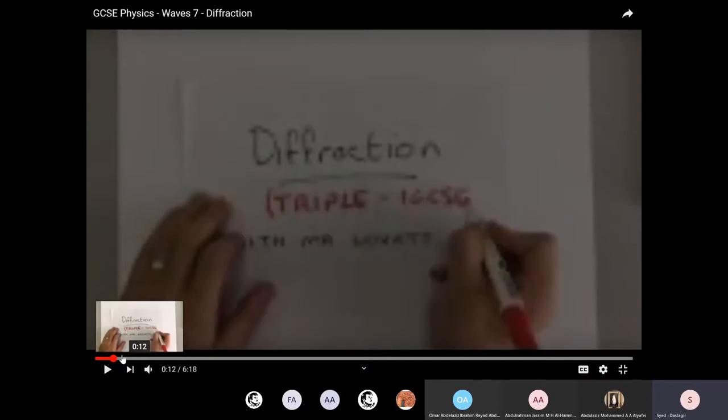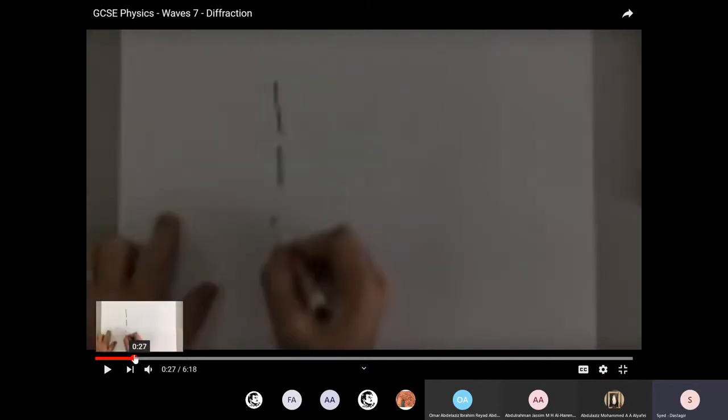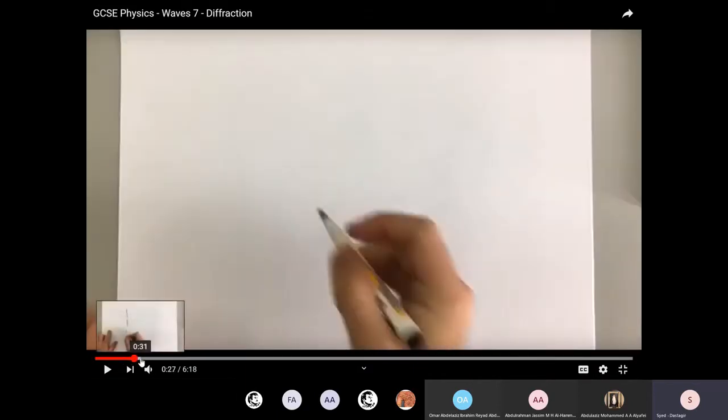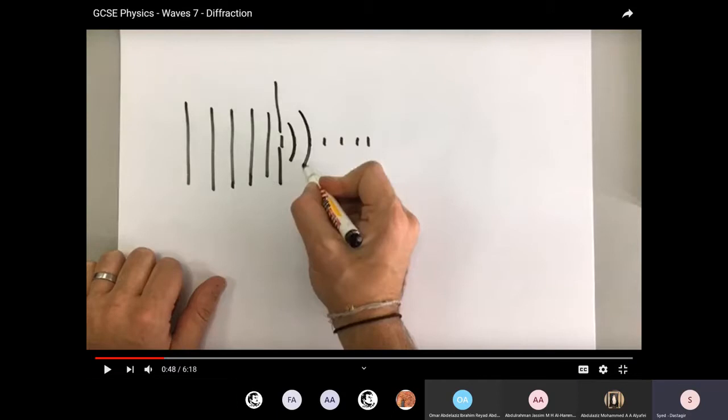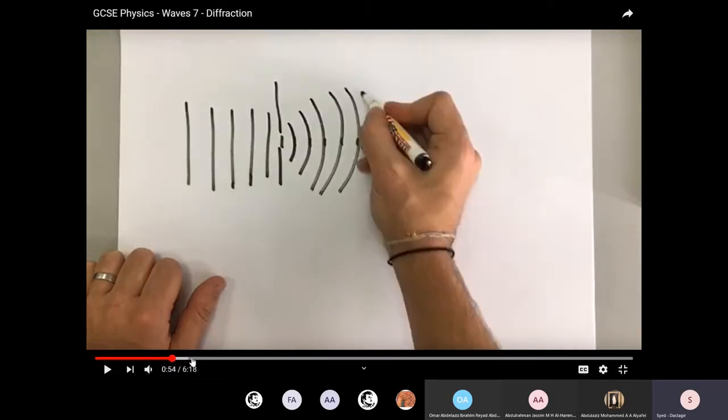So diffraction, guys, all it means is a spreading out of waves. How? Through a gap. As you can see here, imagine water waves, yeah? They spread out like this, okay? Water waves through a gap.